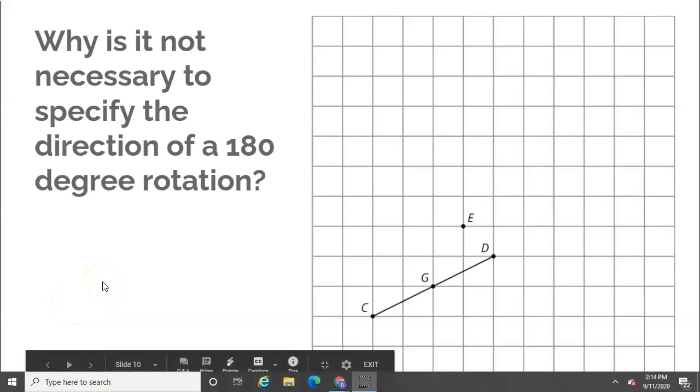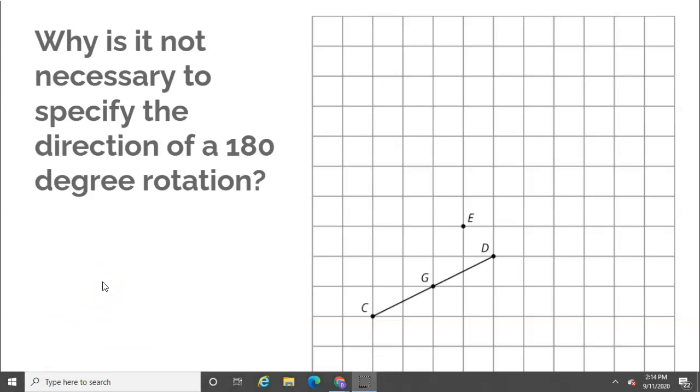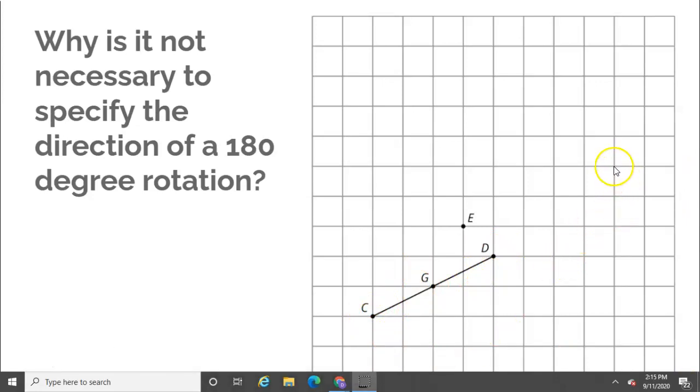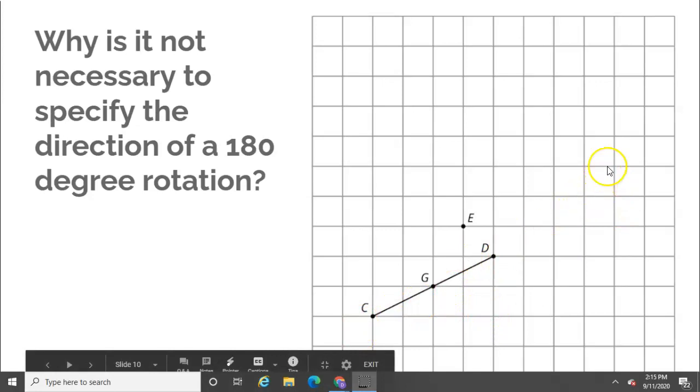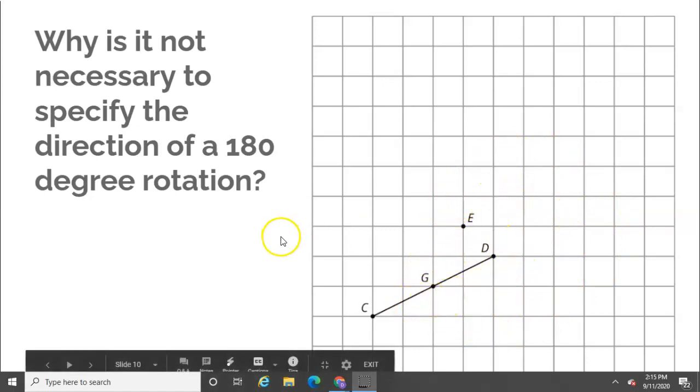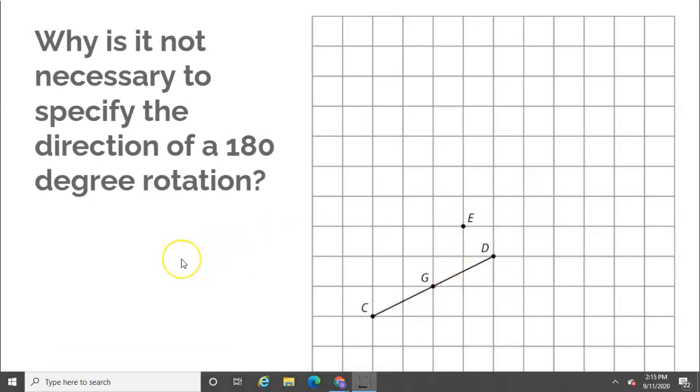Okay, just a few things I want to talk about before we move on. Why is it not necessary to specify the direction of a 180 degree rotation? Remember when we just did our activity with the C and the D, what happened? When we rotated 180 degrees, they both wound up in the same place. Because they both wound up in the same place going clockwise or counterclockwise, it's not necessary to specify when you have a line segment and you're rotating 180 degrees, because your points are always going to be in the same place.